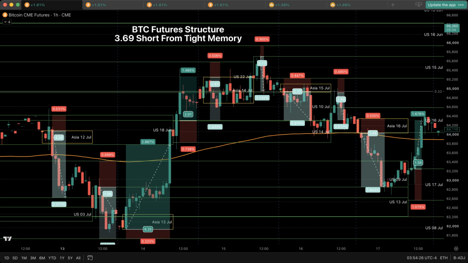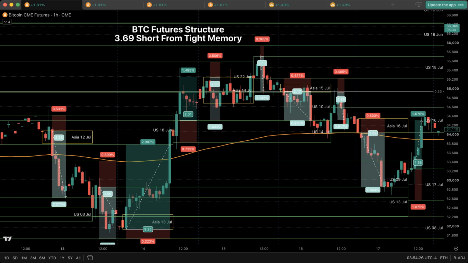For July 16th Asia session, the short setup appears. Short entry line: July 16th Asia session lower boundary. Stop loss line: July 16th Asia session upper boundary. First take profit line: July 9th U.S. session upper boundary. First trailing take profit line: July 13th U.S. session upper boundary. Risk-reward ratio 3.69.